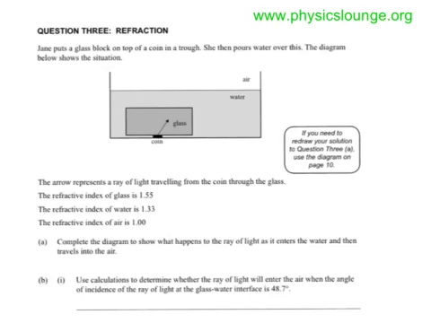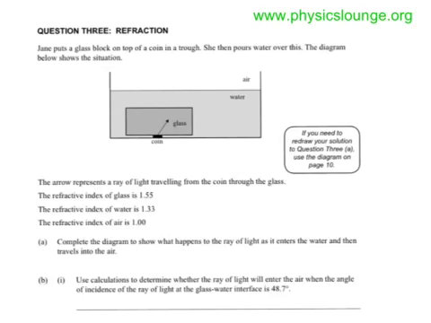Now, straight away, I don't know why anyone would do this, except for a physics experiment, but I guess it models some really important concepts which then apply to other things. So let's continue. The arrow represents a ray of light travelling from the coin through the glass.